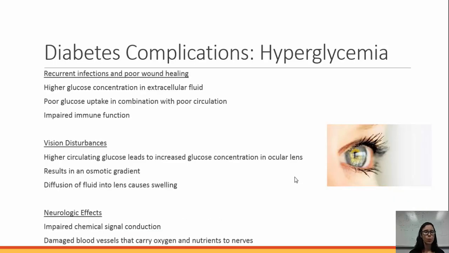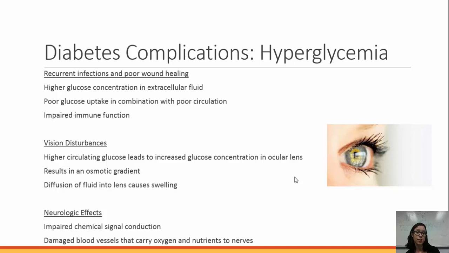So the recurrent infections and poor wound healing is one that you'll see in the hospital continually, or repeatedly, I should say. So when we have hyperglycemia, we have higher glucose concentrations in our blood, and we really are unable to heal wounds if our blood glucose is above 150, just because it's not an environment for wound healing. Hyperglycemia also impairs immune function, which makes wound healing slower. And it's also that our cells are starving, they're not getting the glucose that we give them, and so therefore our body doesn't really have the tools for our immune system to function.